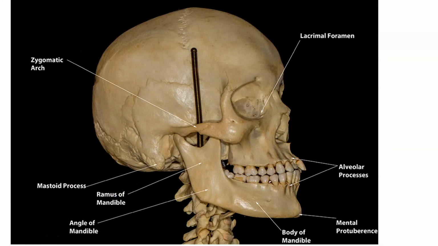Here is a view of the skull from the side. So again, we can see that zygomatic arch, and we see the lacrimal foramen, where the teeth come in, the sockets called alveolar processes. Here's the body of the mandible or the chin, and the tip of that chin we call the mental protuberance. Remember, mental means chin. Then there's an angle where this bends, and the straight up and down portion of bone is called the ramus of the mandible.